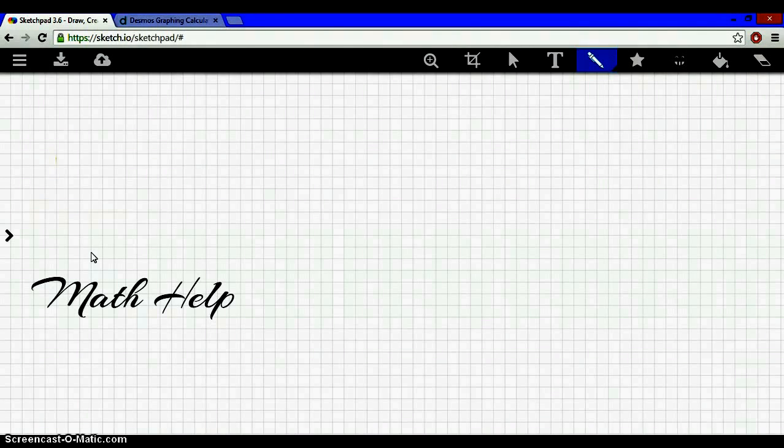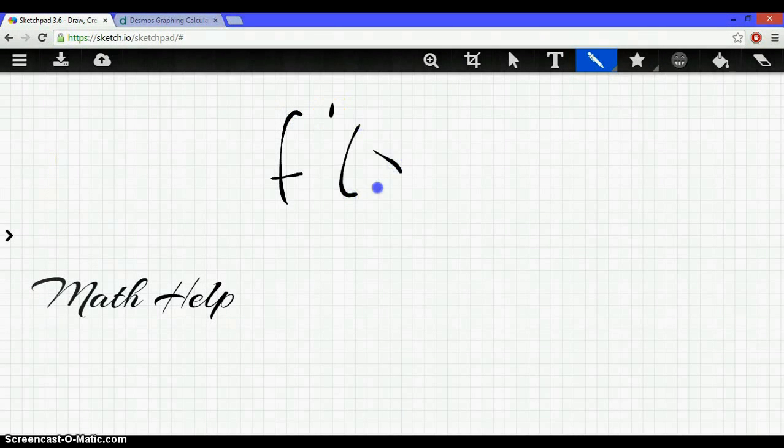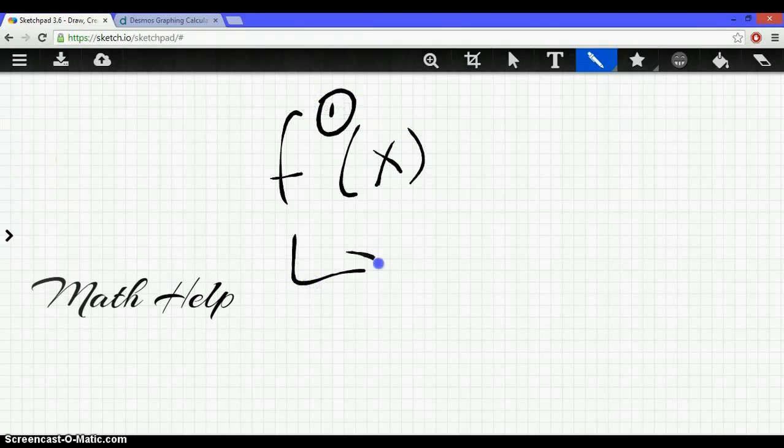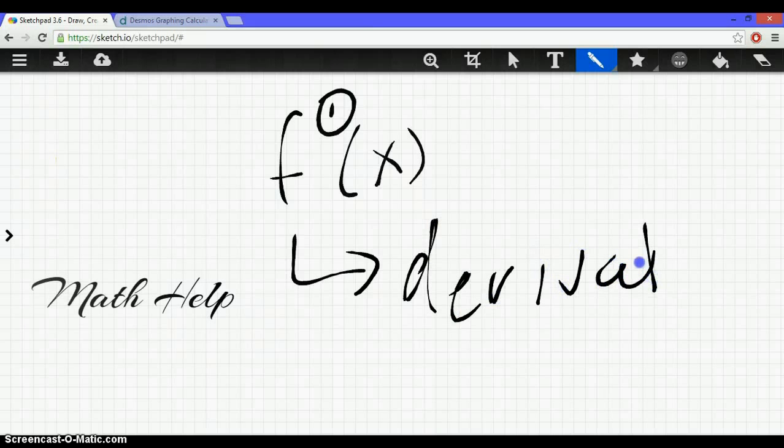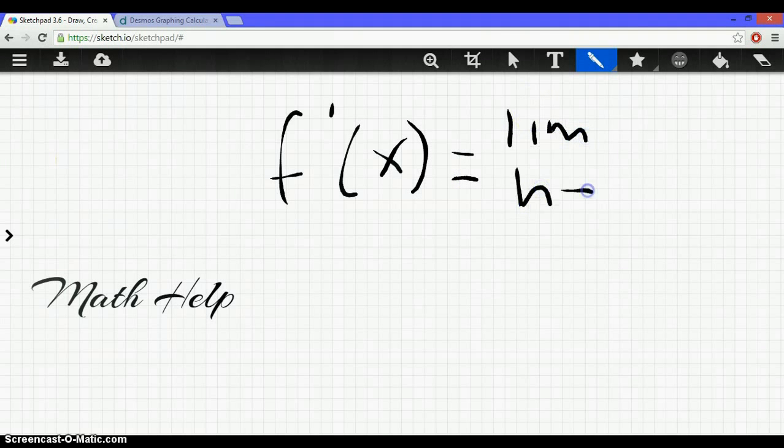And basically what the first principle rule is, it equates f prime of x. This f prime of x is another way of writing the derivative. And the derivative is basically a fancy term for the slope of an equation. So we can say f prime of x is equal to the limit as h approaches 0.